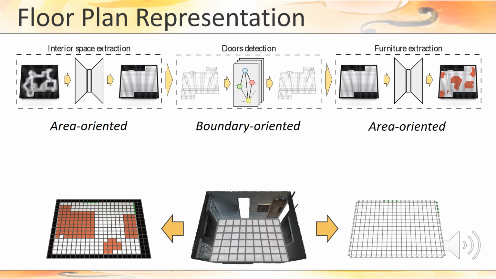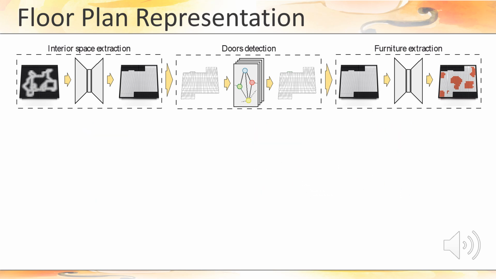We use the area-oriented image-based representation for the first and the last network, and the boundary-oriented graph-based representation for the second network. Since we aim to extract different information at each step, the features encoded in the input and output data items of the networks are different.